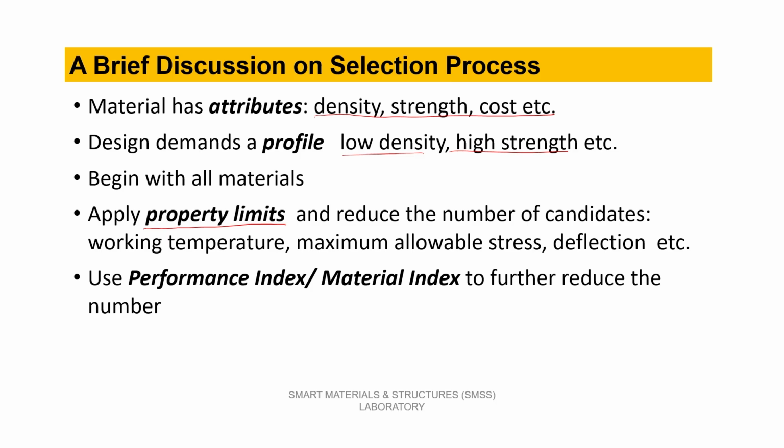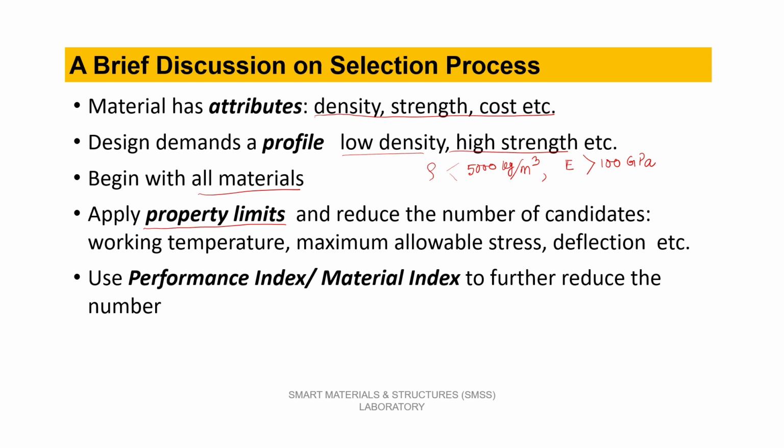I can allow the density, let us say rho, if I call it, that rho should be less than something. I just say it here, 5000 kg per meter cube. So, that is my property limit. And suppose I say the modulus of elasticity should be greater than 100 GPa. So, that becomes my property limit. When you apply these property limits, immediately from all materials you will come down to only a few groups of materials.